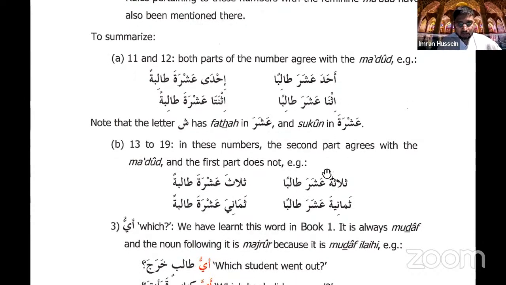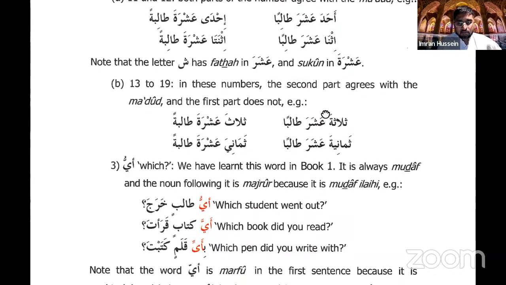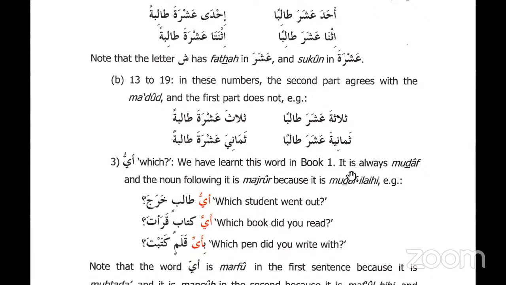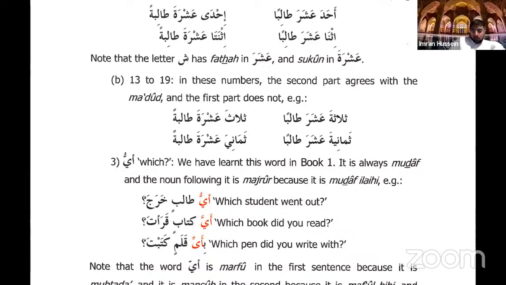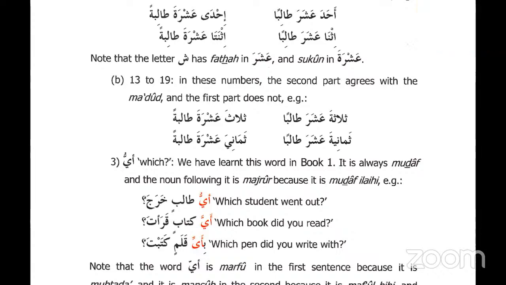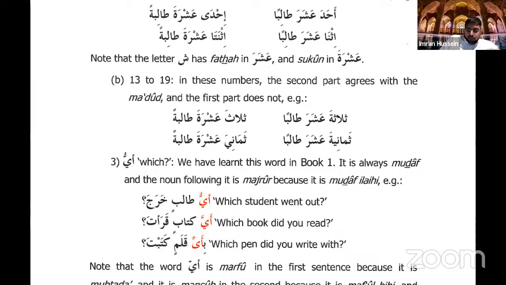Now from 13 to 19, the ruling changes again. Is that clear, Sister Sharabano Khakuk? Yes, Sheikh. Go ahead now, from 13 to 19. In these numbers, the second part agrees with the ma'dud and the first part does not. For example, thalatha ashrata talibatan: ashrata and talibatan are both feminine, and the first part, thalatha, is masculine. Then we have thalathata ashara taliban. Thalathata is feminine, but ashara and taliban are both masculine.